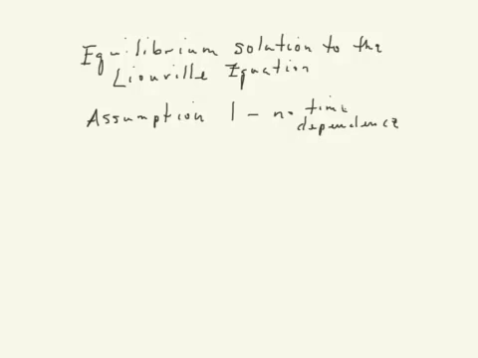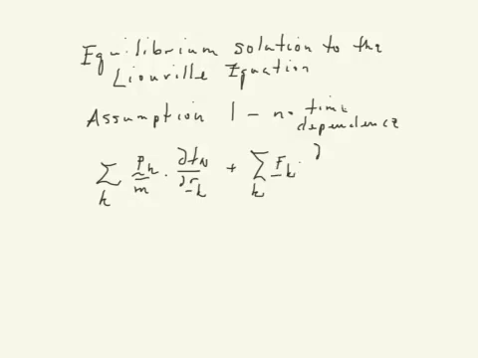So under those conditions, in the Liouville equation we can eliminate the unsteady state term, and we simply have the two remaining terms. So that is the Liouville equation under the first assumption.